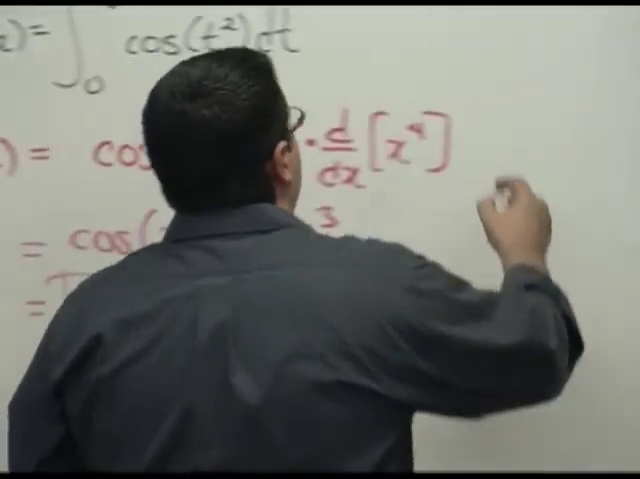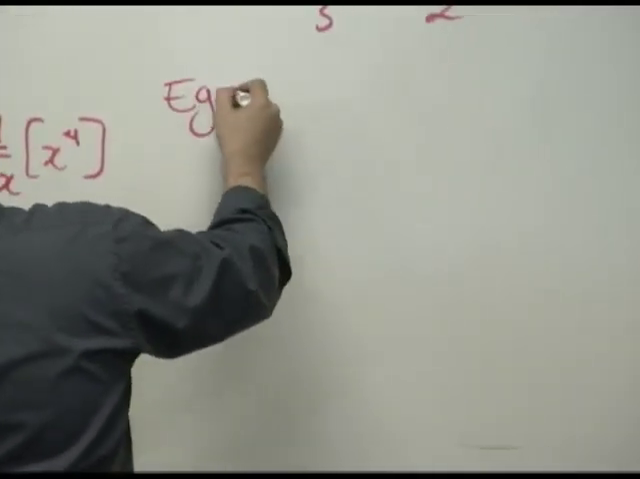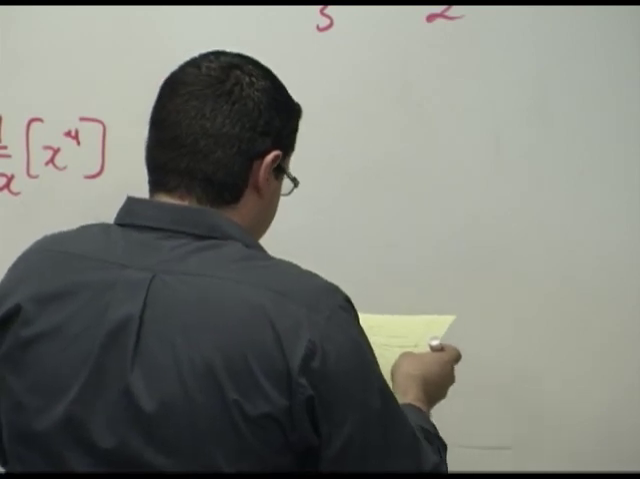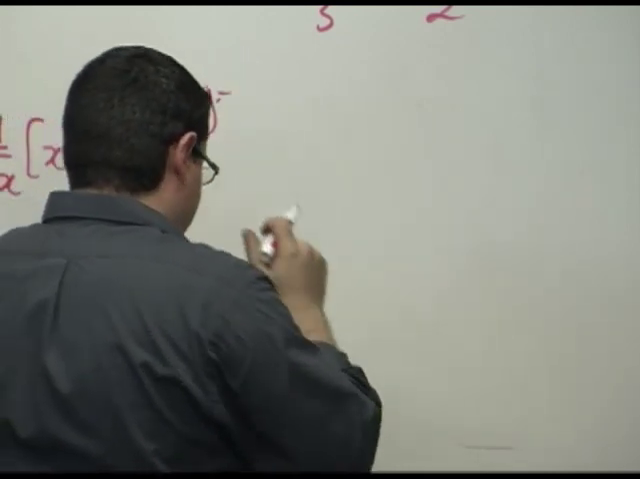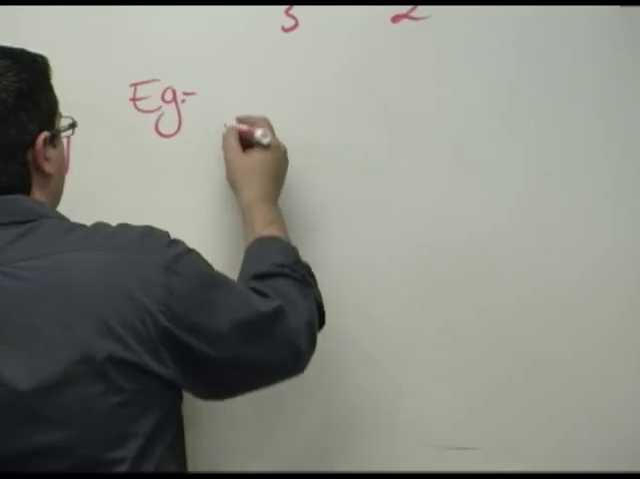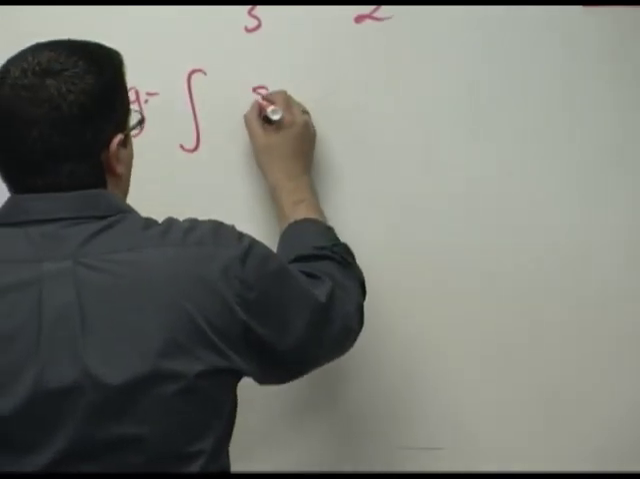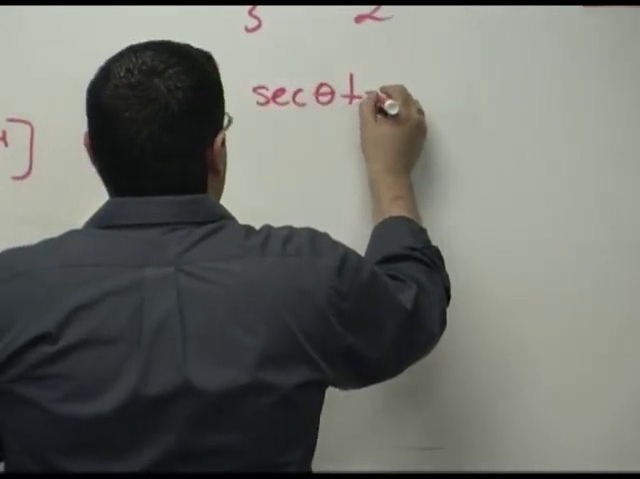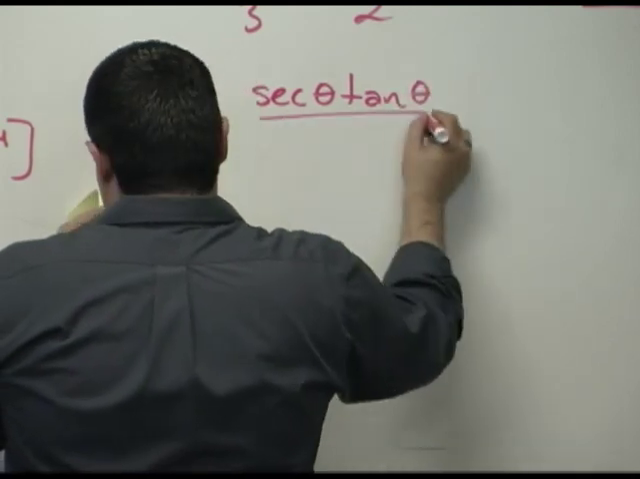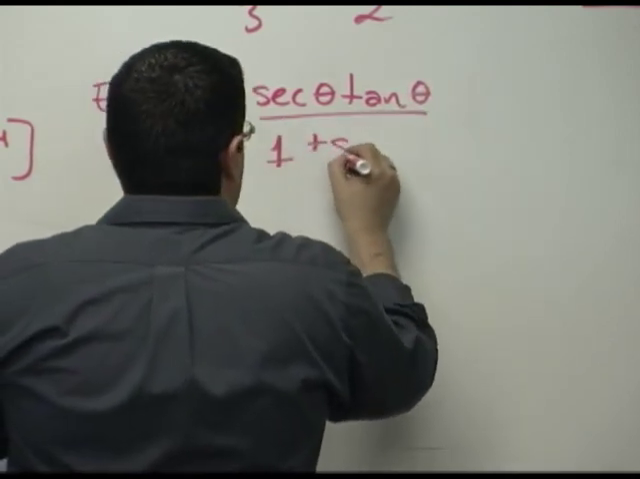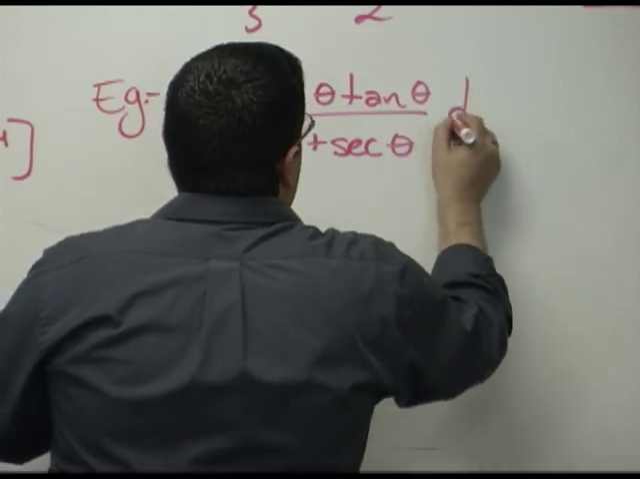No? Okay, so now let me give you an example from section 5.5. I think that's pretty much the newest stuff, right? So here's what we have. Let me see here. Let's do the integral of secant theta tangent theta over 1 plus secant theta d theta.